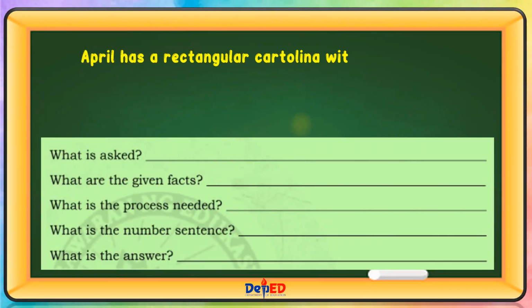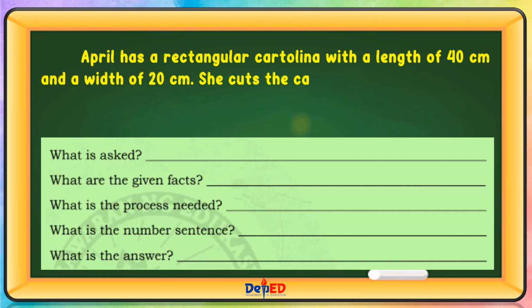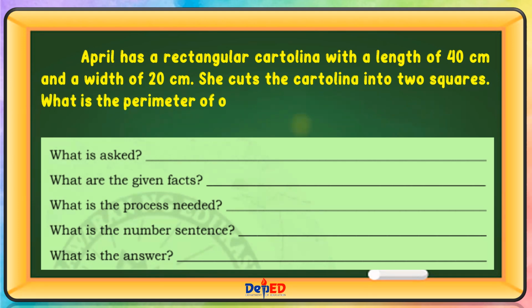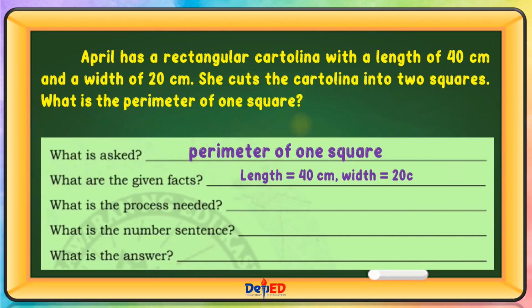April has a rectangular cartolina with a length of 40 cm and a width of 20 cm. She cuts the cartolina into two squares. What is the perimeter of one square? What is asked? Perimeter of one square. What are the given facts? Length is equal to 40 cm and width is equal to 20 cm.